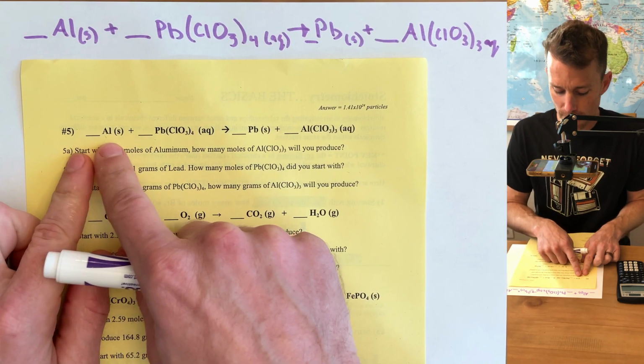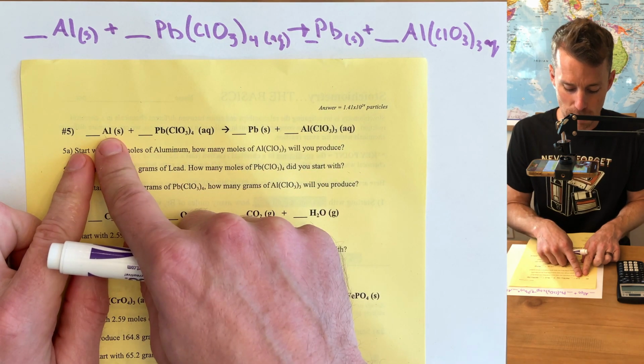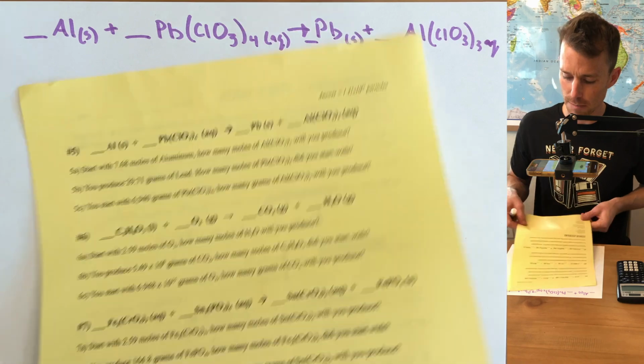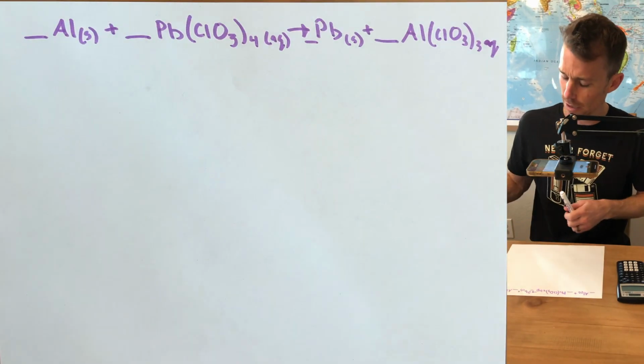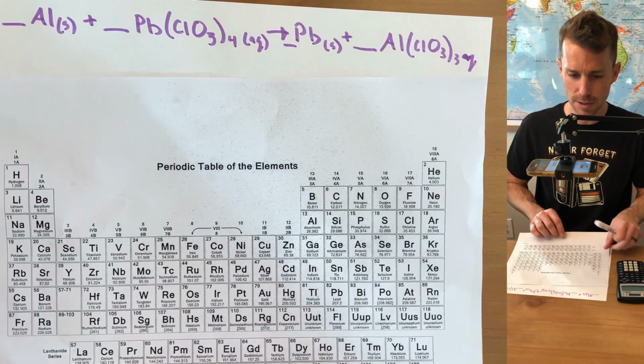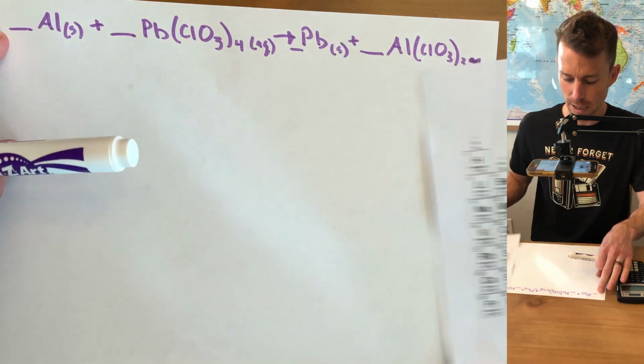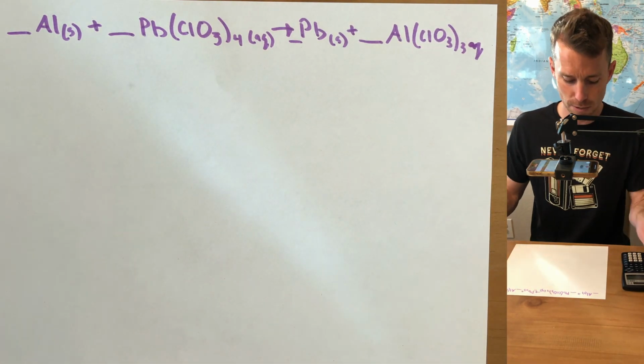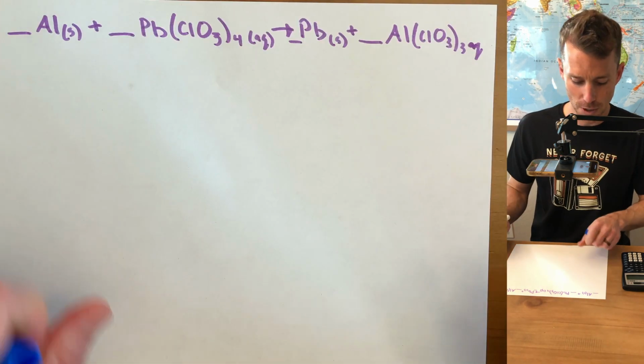Okay, so step one, whenever I look at an equation, is to see, is it balanced? And this one is not. So I wrote it down here. Let's balance it. You'll want your periodic table eventually. So I got mine here. If you don't got yours, get yours. And also get your trusty calculator. You'll need that too. So let's begin.